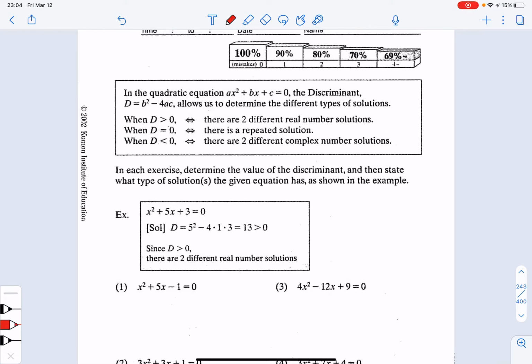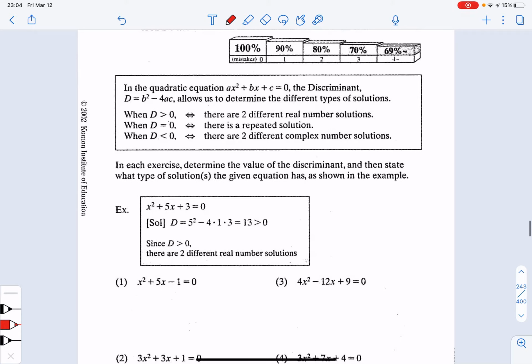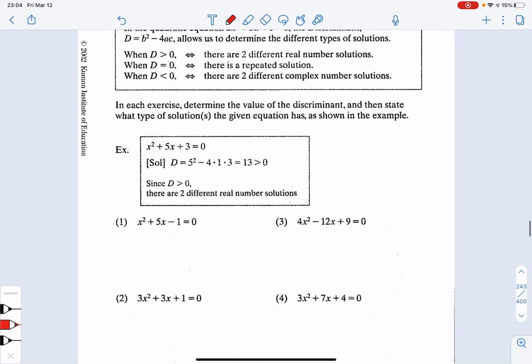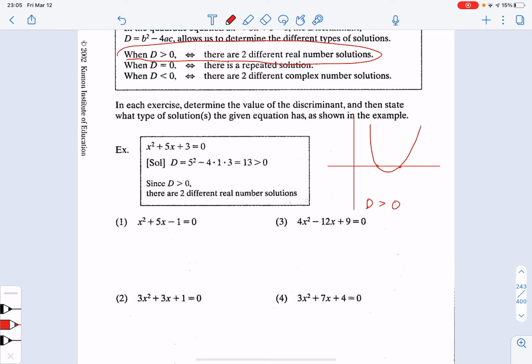In a quadratic equation ax squared plus bx plus c equal to 0, the discriminant D equal to b squared minus 4ac allows us to determine the different types of solutions. In this case, let's draw a little graph here. We have a quadratic function and a curve that looks like that. And notice that this curve has two intersections with the x-axis. In this case, D should be greater than 0.